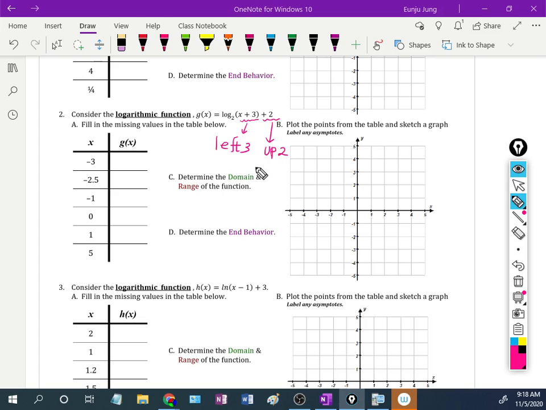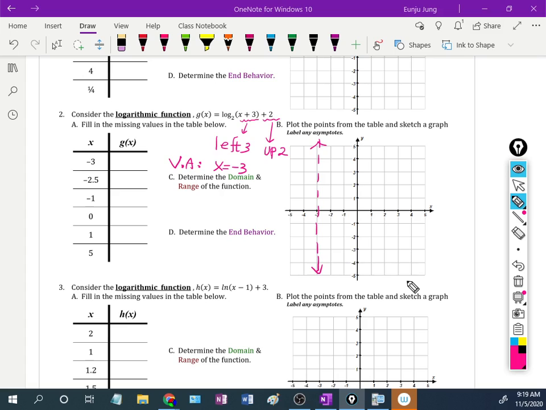So that's the transformation. Now let's think about the vertical asymptote. We have a vertical asymptote at x equals 0 from the parent function. Because we are moving it left 3, the asymptote moves left 3. So instead of x equals 0, I'm going to have the vertical asymptote at x equals negative 3, like this. Make sense?